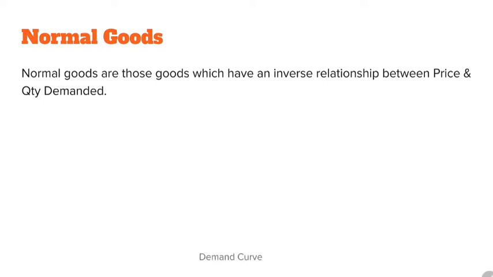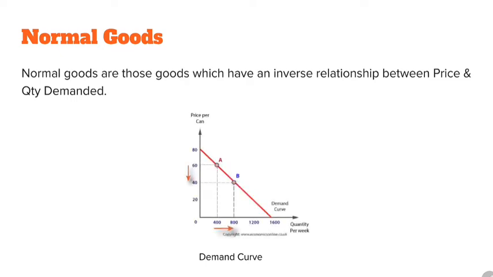The demand curve of a normal good will look as follows. The demand curve will be like this. It will start from the left and it will move towards the right in a sloping manner. The demand curve is so because the price and the quantity demanded are inversely related. At this point, the price is high, so the quantity demanded will be equal to 0.